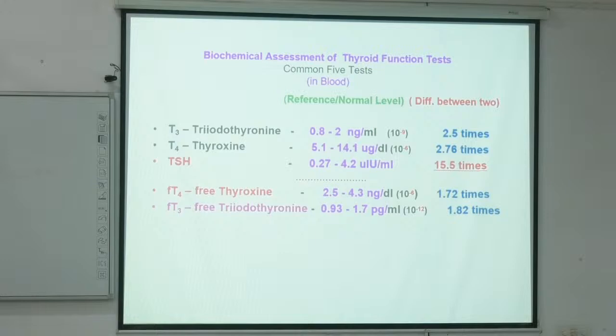TSH is the main determinant of thyroid hormone, and you can see that this is the only parameter in the body which has such a wide margin between the lower limit of normal and the upper limit of normal, and that is 15.5 times. In the laboratory's different ranges, you see their range is more than 10 times at any laboratory. And why is this range?